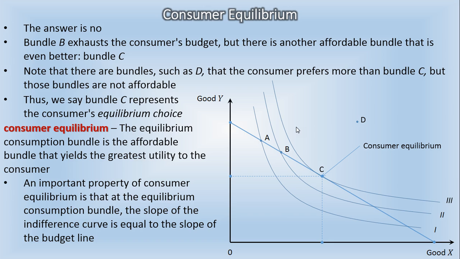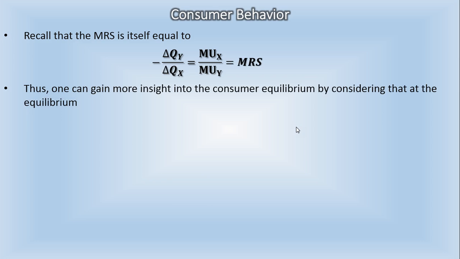So at that point there, the marginal rate of substitution is exactly equal to the market rate of substitution. So we've got marginal rate of substitution equal to the ratio of the price of X to the price of Y. Recall that the marginal rate of substitution is itself equal to the ratio of the marginal utility of good X to the marginal utility of good Y from what we derived earlier. Thus, one can gain more insight into the consumer equilibrium by considering that at the equilibrium, the marginal rate of substitution, the ratio of the marginal utility of X to the marginal utility of Y, is equal to the market rate of substitution, the ratio of the price of X to the price of Y.